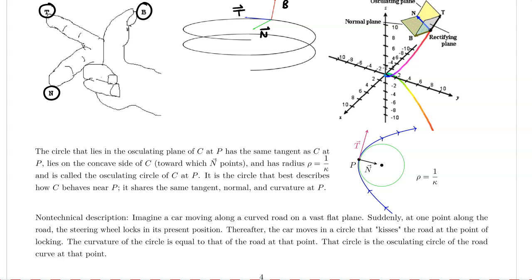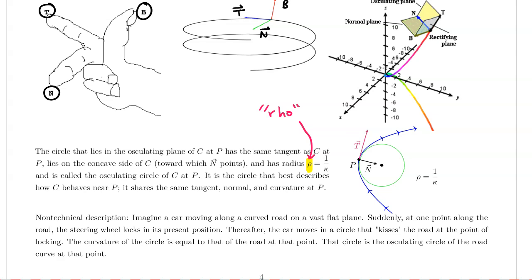The circle that lies in the osculating plane of C at P has the same tangent as C at P, lies on the concave side of C towards which N points, and has a radius. This variable or Greek letter here is called rho. And that represents the radius of our osculating circle, and it's equal to 1 divided by the curvature.